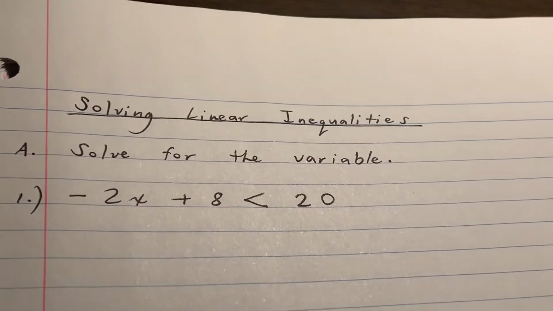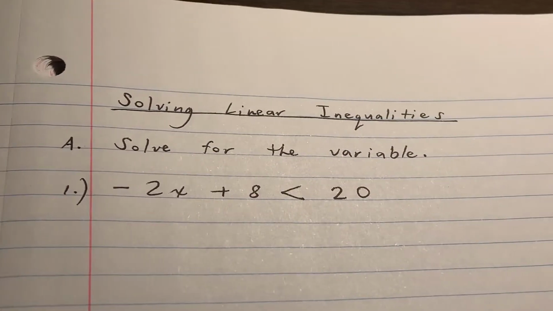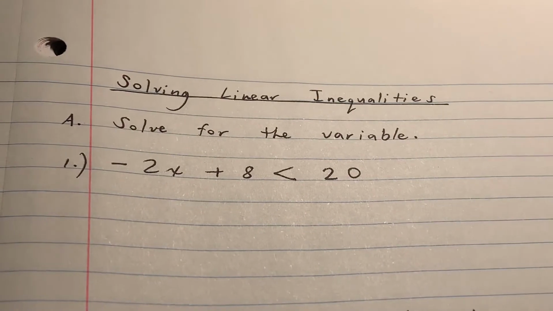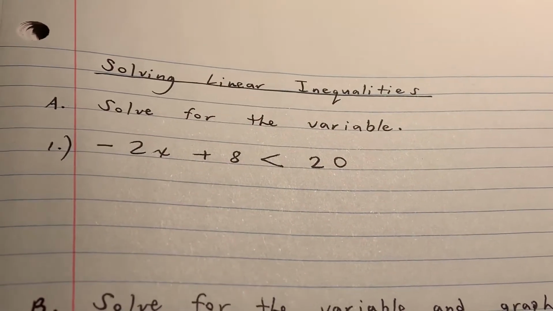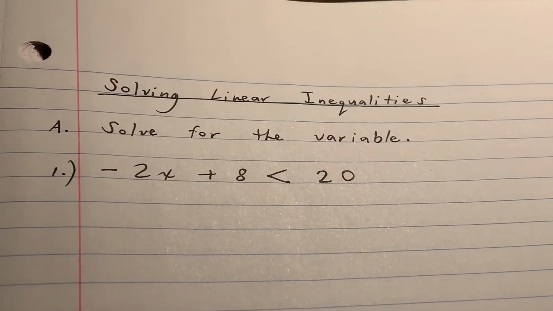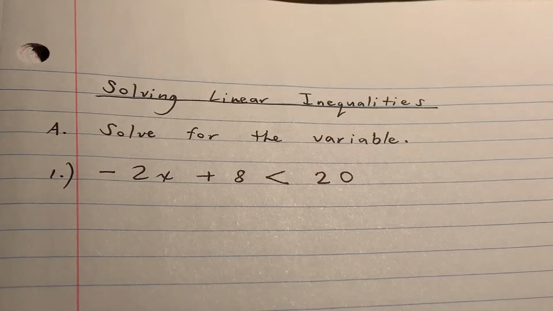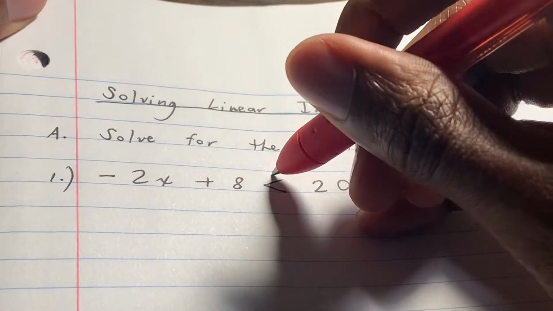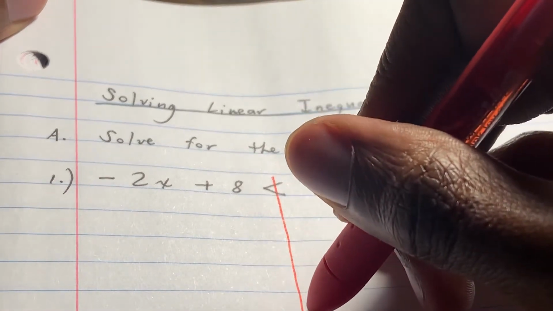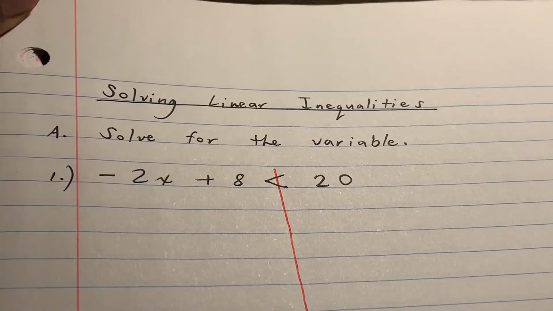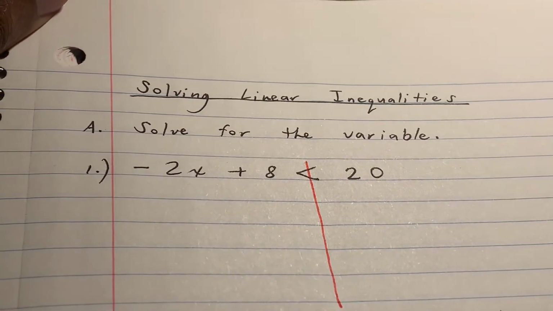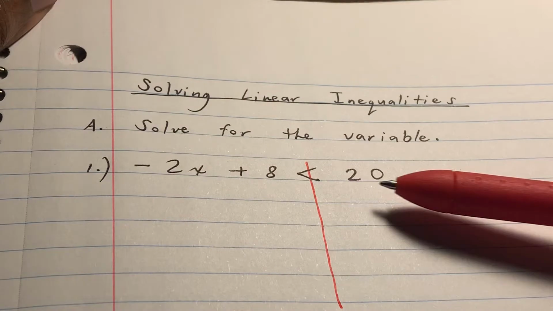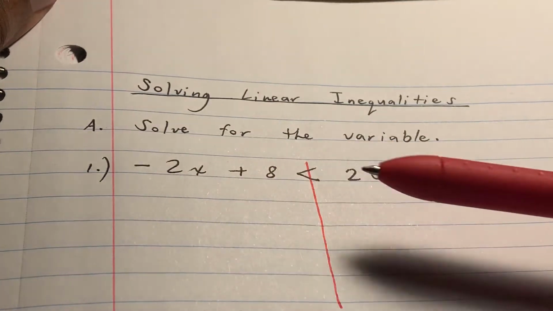So here we go. Solving linear inequalities, solve for the variable. Let's follow the steps that I just talked about. So step one, draw what I call my beautiful line going down the inequality symbol. So let's do it, ladies and gentlemen, right here. Okay, remember, just like with solving linear equations, that line separates my inequality into two sides.